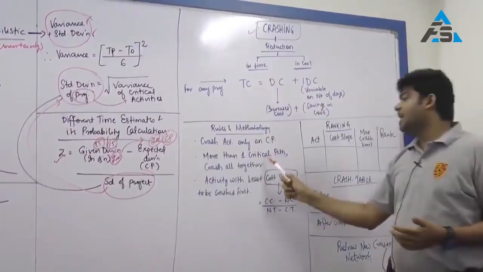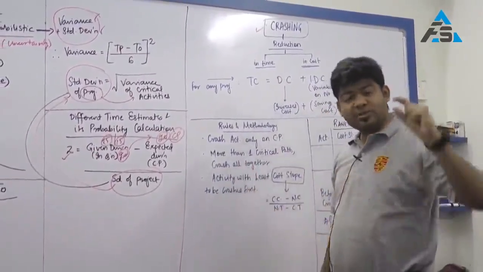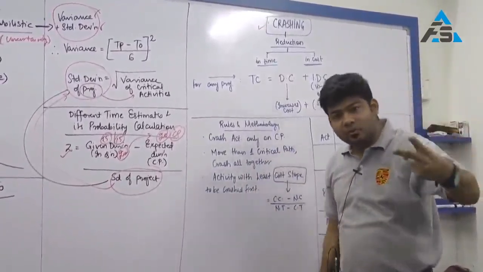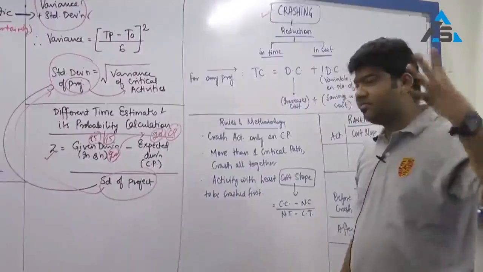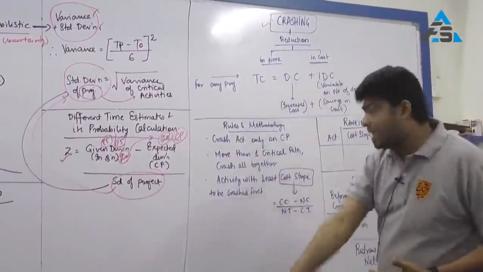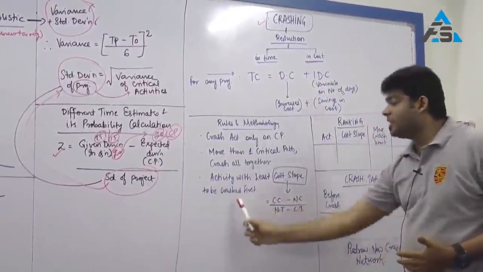If more than one critical path is there, then crash all together. Once you have one critical path, that will always be a critical path till the end. So if there is more than one critical path, 2, 3, 4, however many there can be, all have to be crashed together. Third, the activity with the least cost slope should be crashed first.